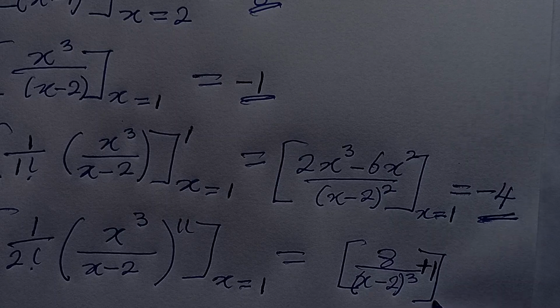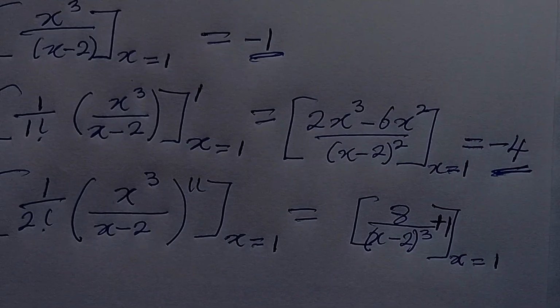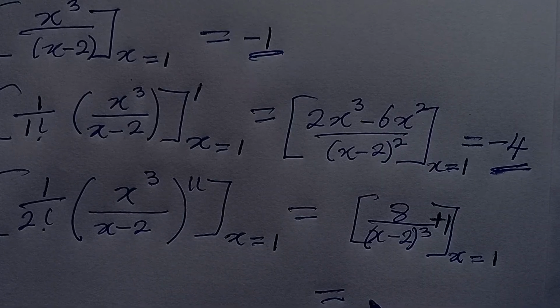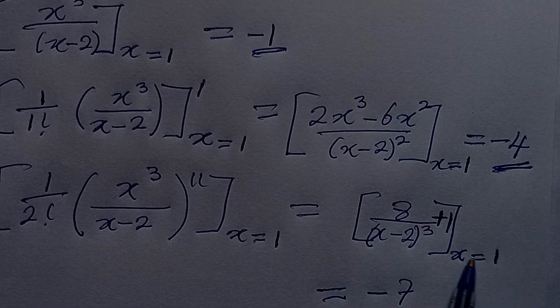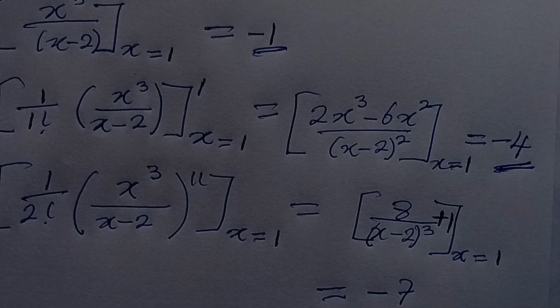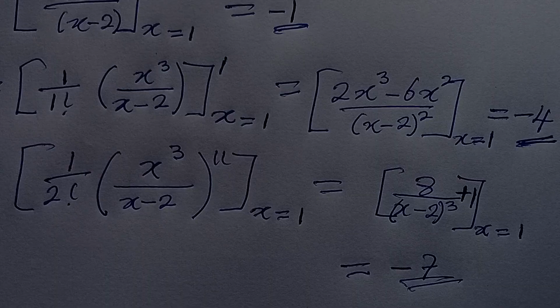Then we set our x here to be 1. So if you simplify this, it is going to give us minus 7. In other words, if you put your 1 into this and simplify this, it is going to give us minus 7. So this is the value for our b3.